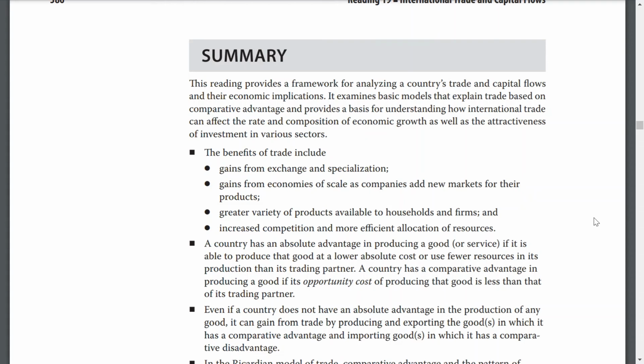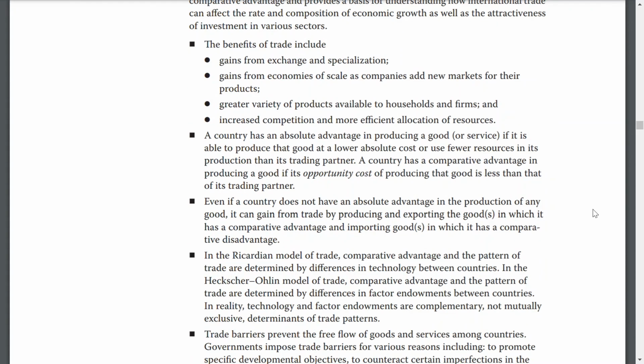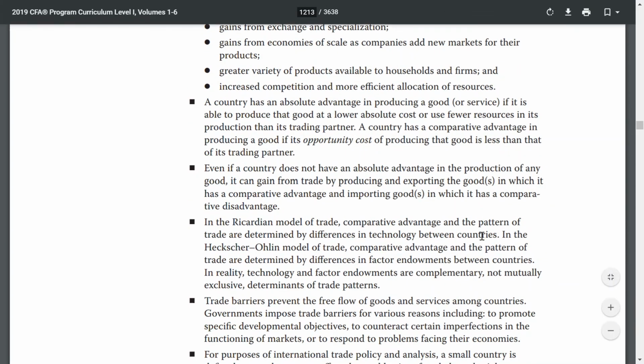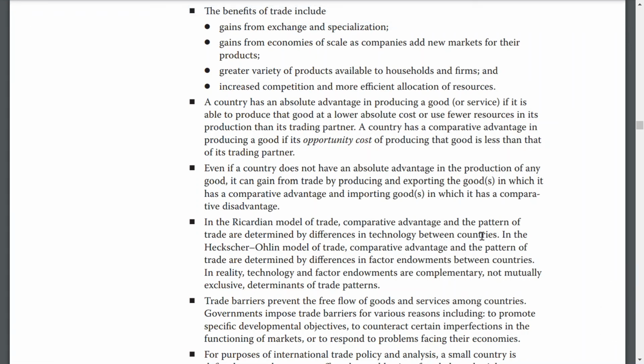A country has an absolute advantage in producing a good or service if it is able to produce the good at a lower absolute cost or use fewer resources in the production than its trading partner. A country has a comparative advantage in the production of a good if its opportunity cost of producing that good is less than that of its trading partner. Even if a country does not have an absolute advantage in the production of any good, it can gain from trade by producing and exporting the good in which it has a comparative advantage, and importing goods in which it has a comparative disadvantage.